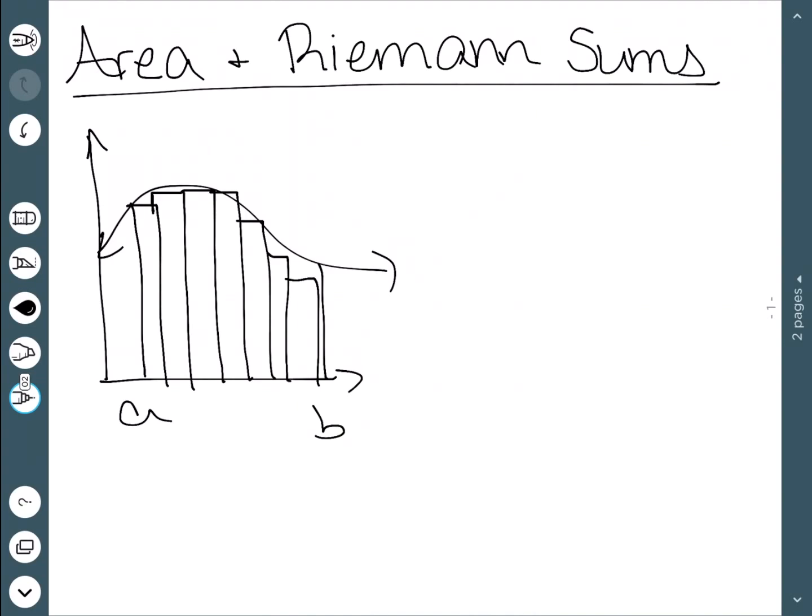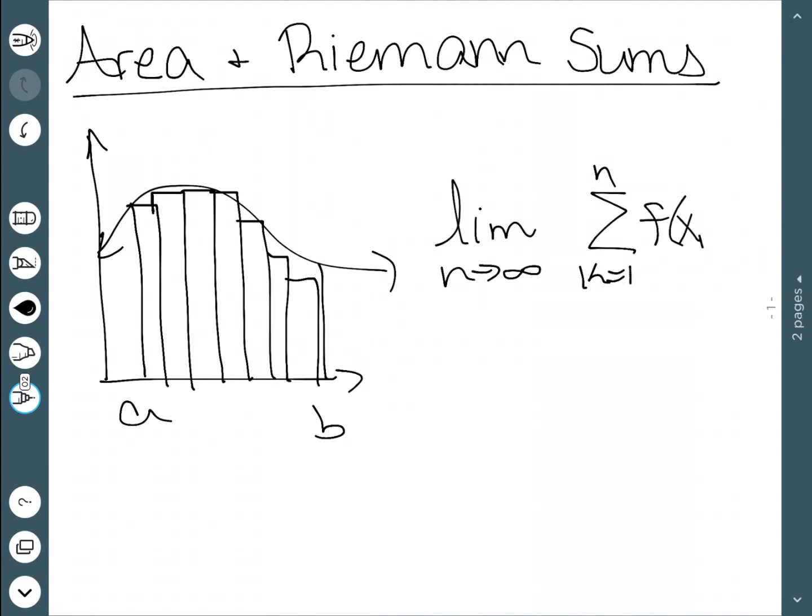So the idea with this is, as I'm taking these Riemann sums, the smaller and smaller I make these rectangles, the closer and closer of an approximation I'm going to have. So what I really want is to take the limit of these sums as n goes to infinity, as I get infinitely many rectangles. So let's do an example.